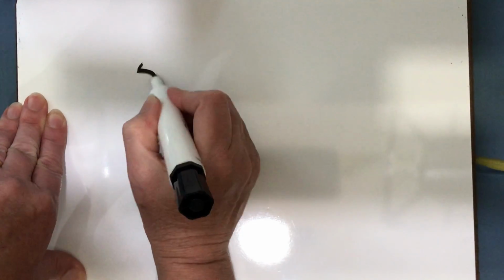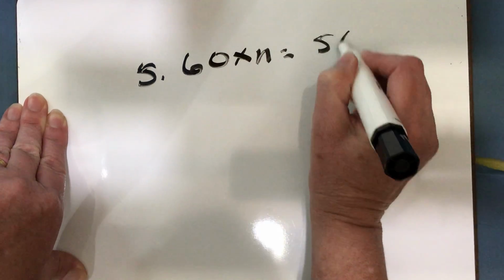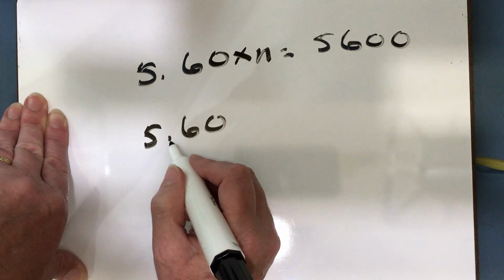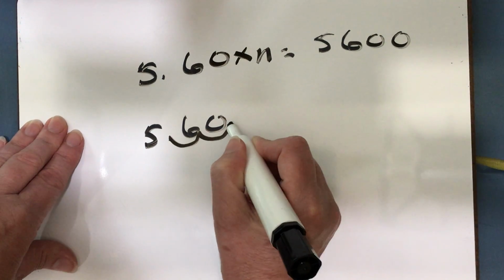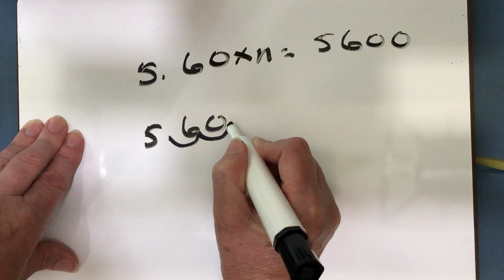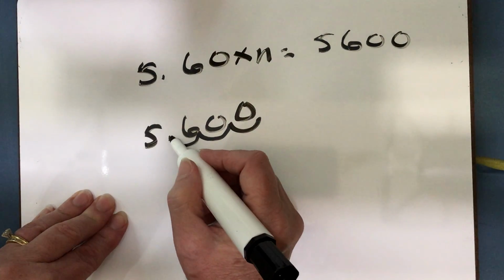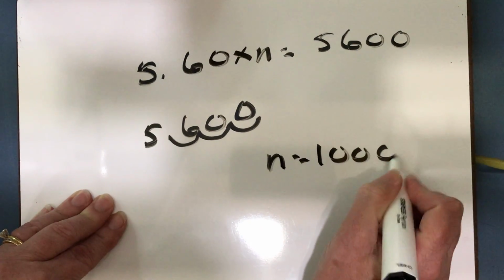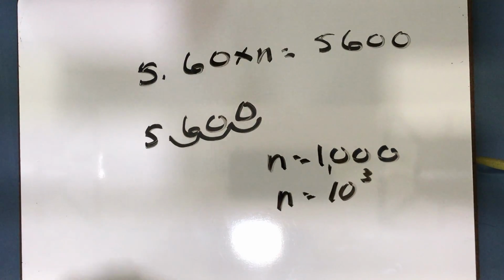Okay, and then number 11 says 5 60/100 times n equals 5,600. So I have to count how many places I moved my decimal point to get from 5 60/100 to 5,600. So here's 1, 2, okay, but then I need 1 more place, I need 1 more 0. So 5,600, I moved 3 places, 1, 2, 3. So n equals 1,000, because I have 3 zeros. Or I could say n equals 10 to the third power.